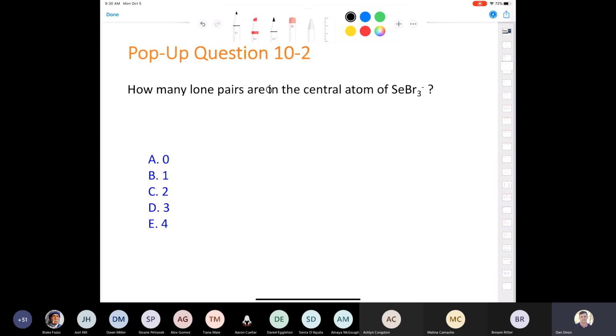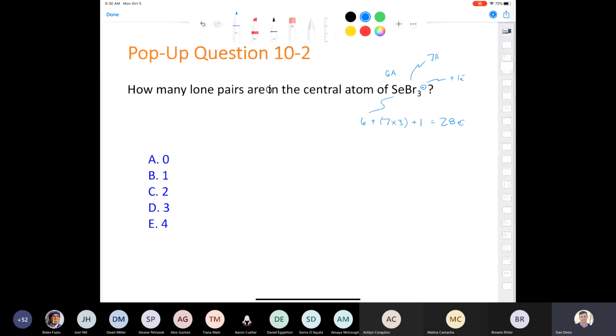Now, first, let's start by tallying up the total number of electrons. Selenium is in group 6A, so it has 6 valence electrons. Bromine is a group 7A element. It's got 7 valence electrons, but there are 3 bromines. Now remember, because we have a minus charge, we have to add 1 electron. So we've got 21 plus 6 is 27 plus 1 is 28 total electrons.